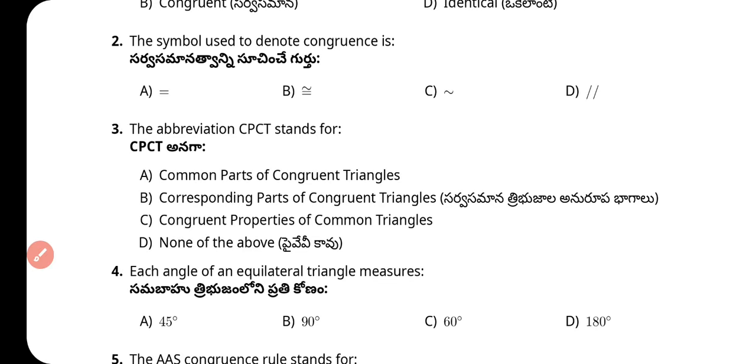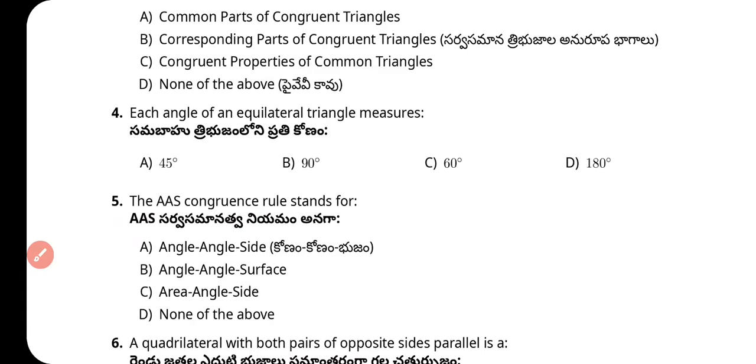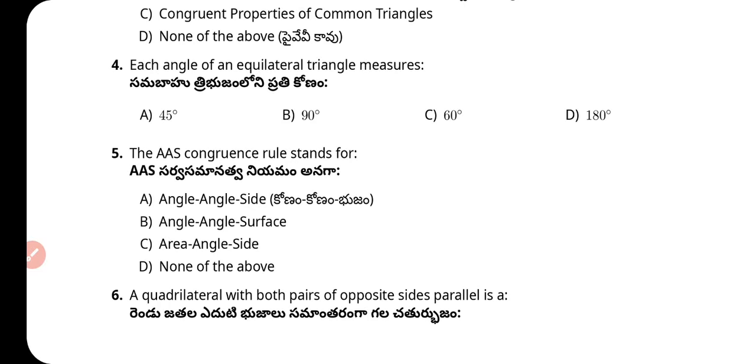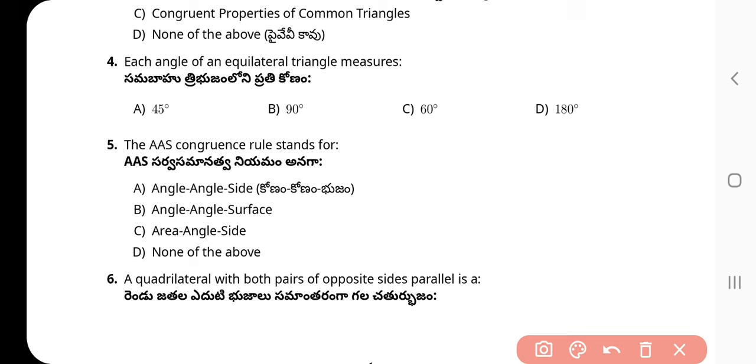Question number 5. AAS congruence rule stands for angle, angle, side; angle, angle, surface; area, angle, side; none of the above. What is the right answer? Right answer is angle, angle, side. Option C is the correct answer. Congruence rule using two angles and a non-included side of a triangle.